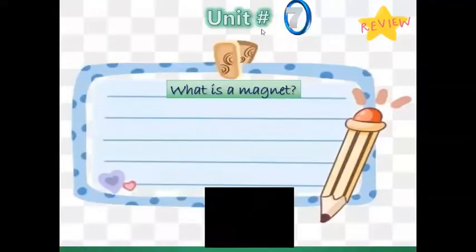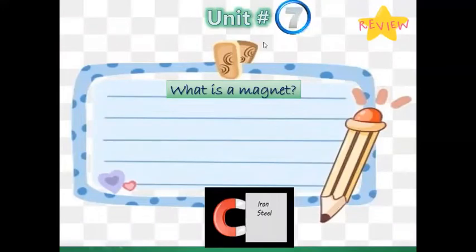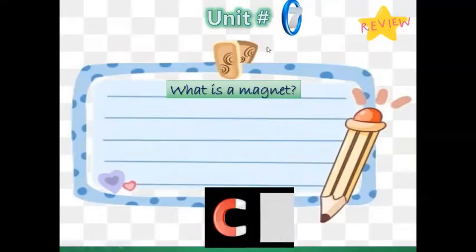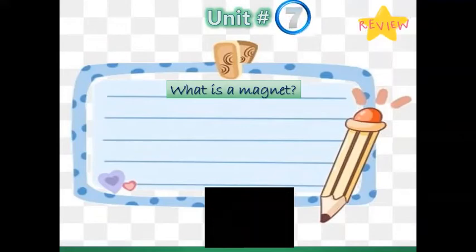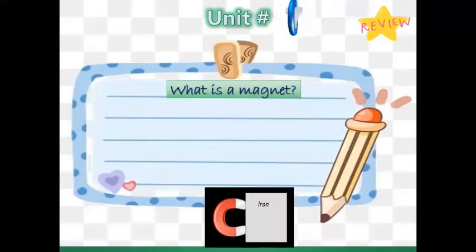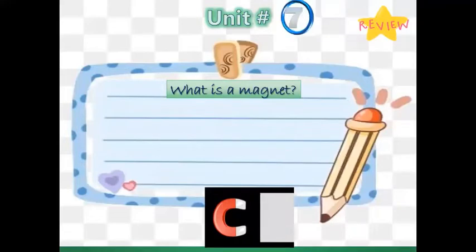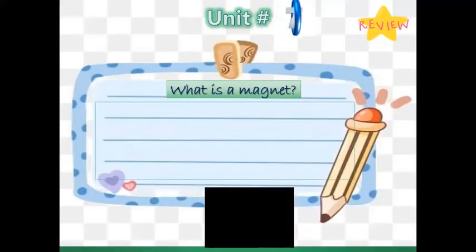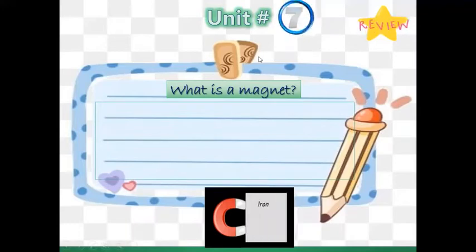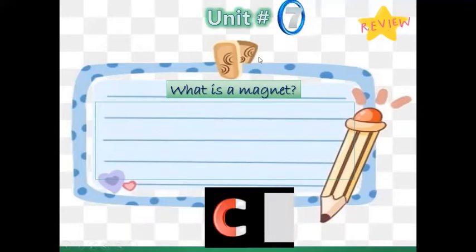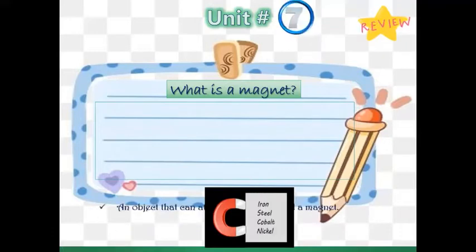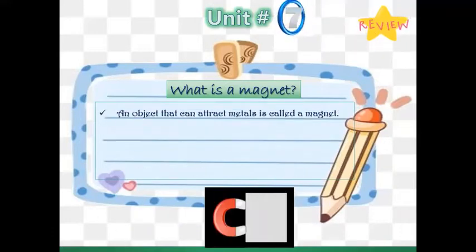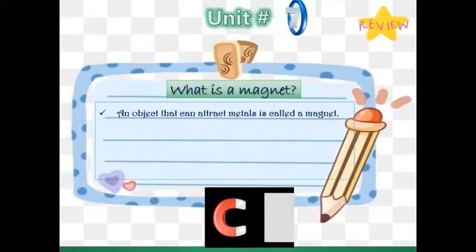Students, now you know what a magnet is. We are about to review what a magnet actually is. Students, an object that can attract iron is called a magnet. A magnet is anything that produces a magnetic field. A material that is magnetic is capable of either being magnetized or being attracted by a magnet.